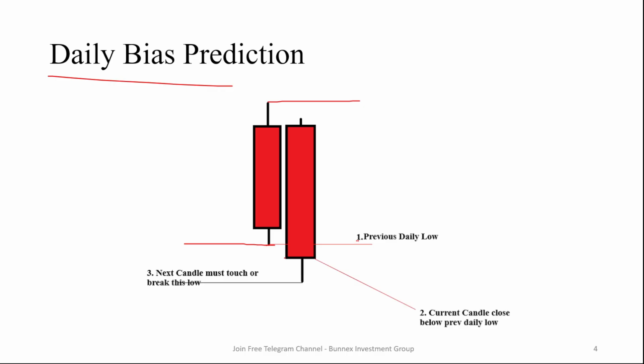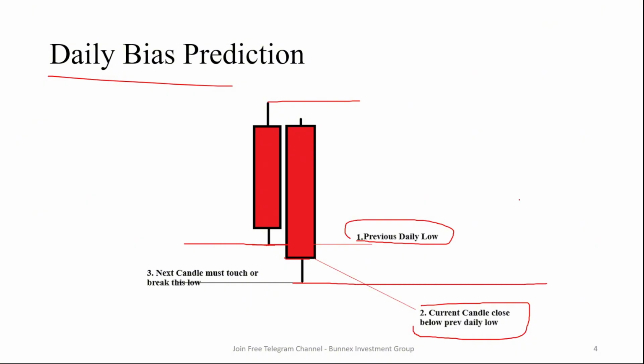So we are saying mark the previous daily low or previous daily high. After that, see the current candle closing below the previous daily low. Like in this particular case, you can see the closing price is here, below this particular low. Then third, we anticipate that the next candle must touch or break through this low. In this case, the next candle was a bearish candle, which is likely to break or basically test this particular low price of this candle.